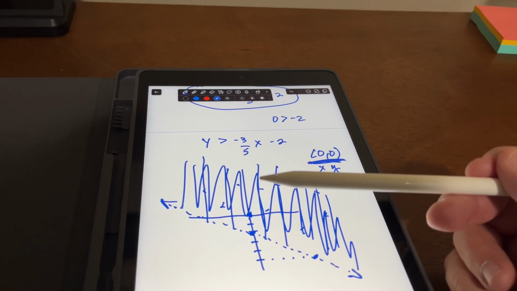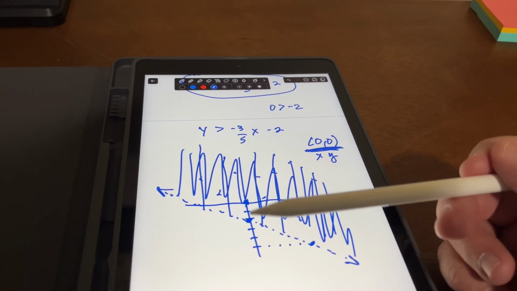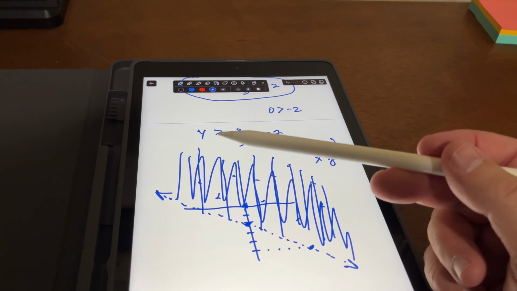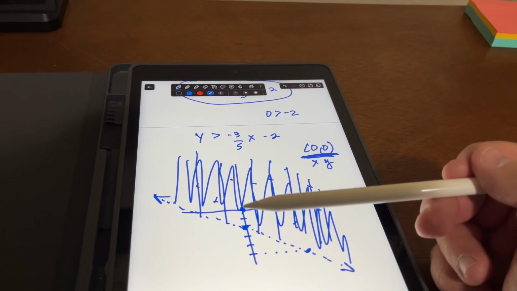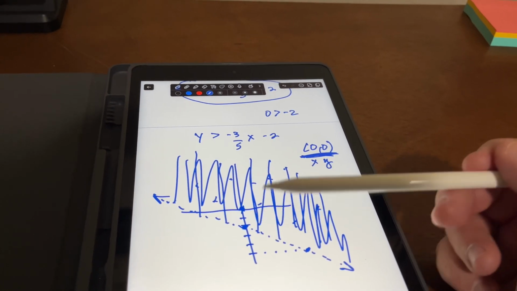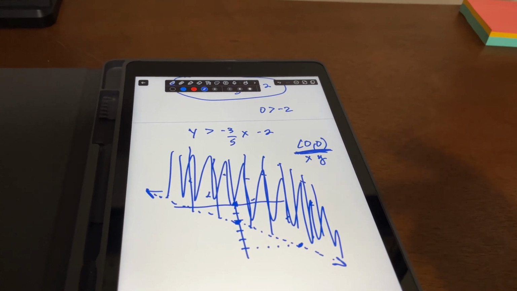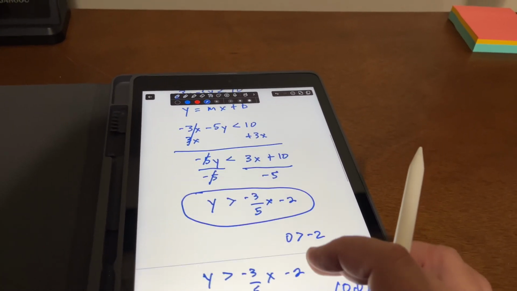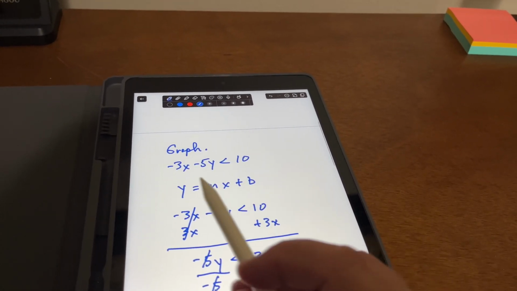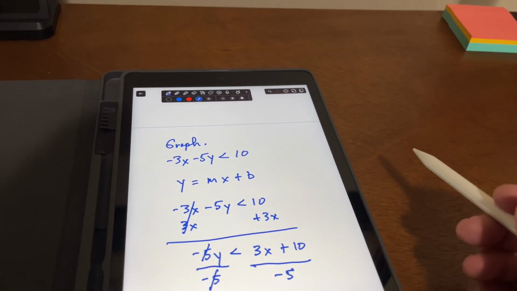So it's either going to be above the line or below the line. In this case, it was above the line because it was greater than, but it's also above the line because 0, 0 is above the line, and it was true. So I shaded above the line for that reason as well. Anyway, so this is how you graph a linear inequality.